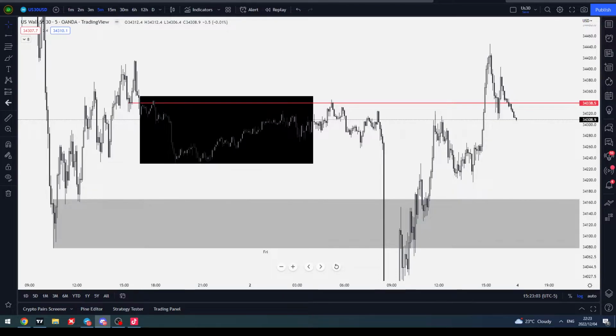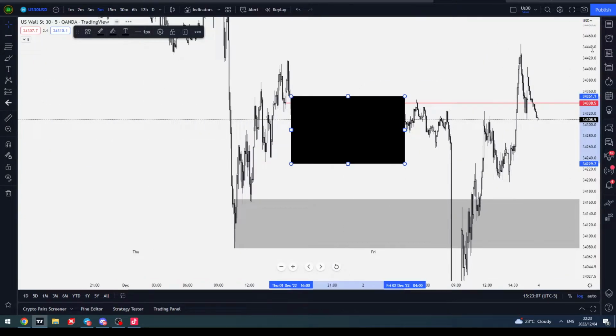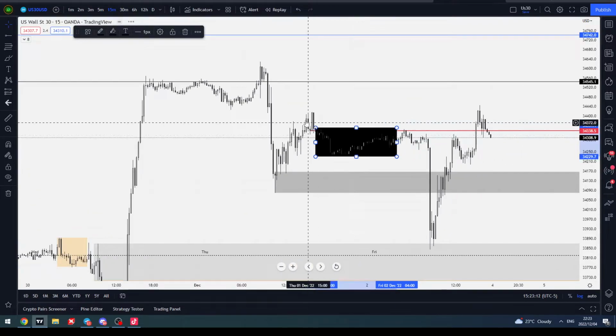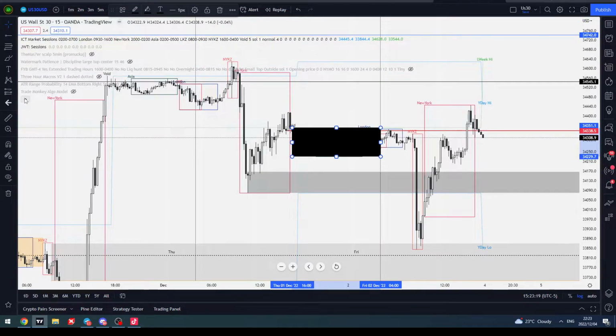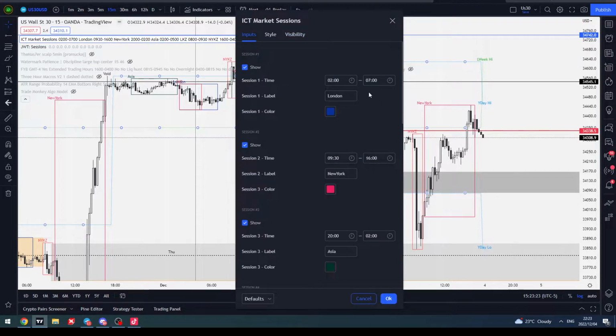Can we look at the time zones for the London hour? Okay, sure. Let's look at US 30, NAS, whatever it is. You want to look at the time zones. So all I do is I have the ICT market sessions indicator on here. Everything is on here. I'm going to go through the time zones now that I use. London, 2 to 7. Anything after 5 to 7 is extended, or London lunch, extended trading hours, so 2 to 7 here.